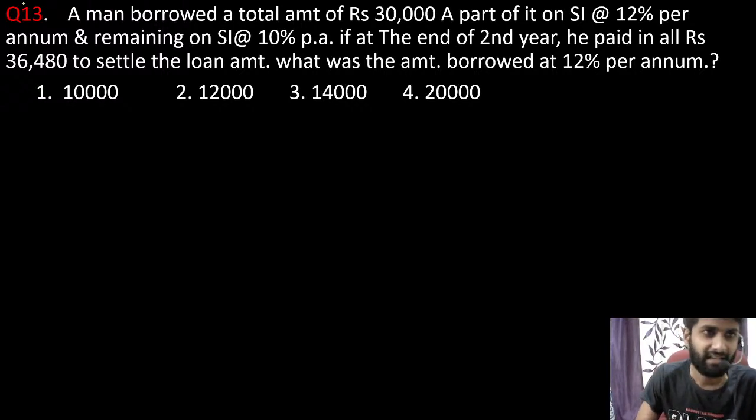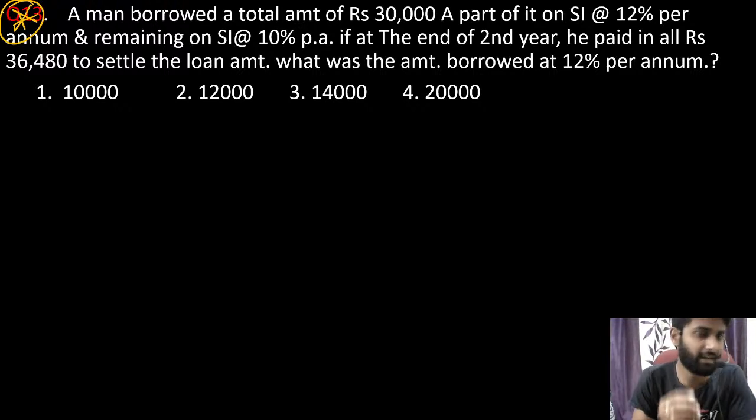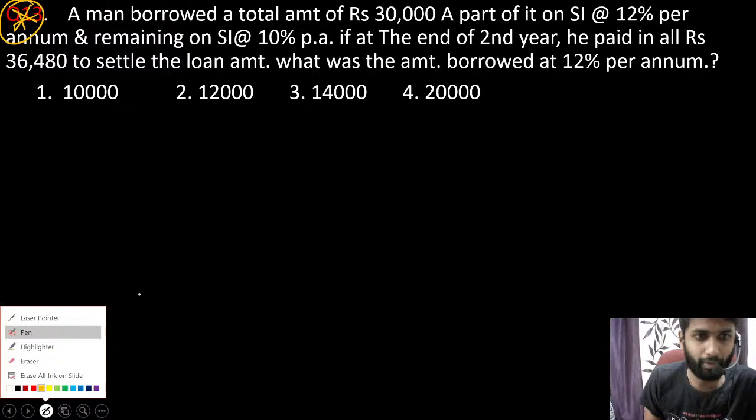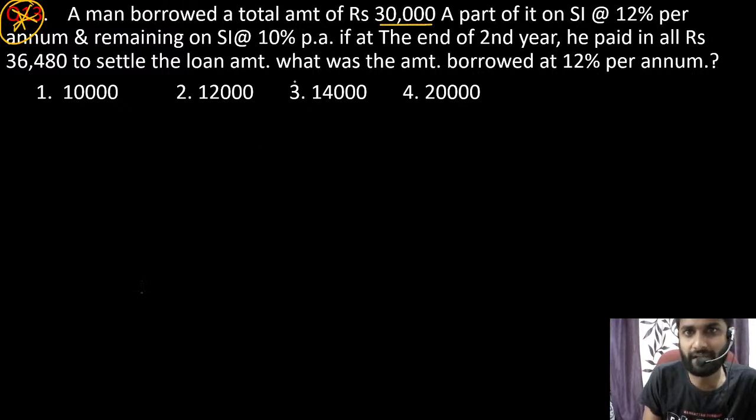Now see guys, this is the question. You can go with a calculation based on the allegation mixes. Otherwise, first I am telling you the normal approach. Now see, there are two parts. The first part I just consider as P, guys. Why? Because P1 plus P2 is exactly equal to 30,000.